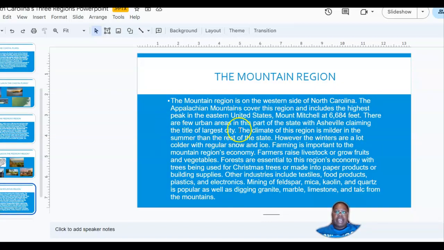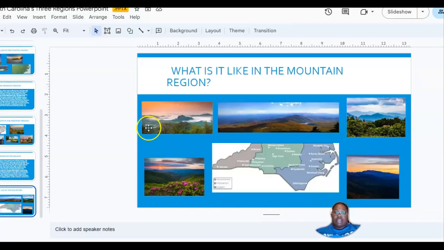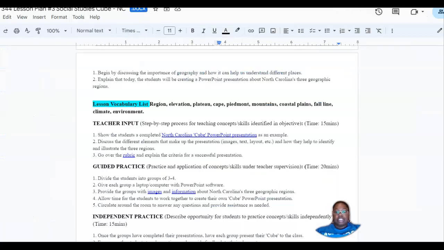All right, and next we have the mountain. So we know this is going to include how tall it is and all of that, like the peaks, because it's the mountain region. So of course it's going to talk about mountains. Also includes minerals down here at the bottom also. All right, and then a picture of that. And that's the end of the PowerPoint presentation.